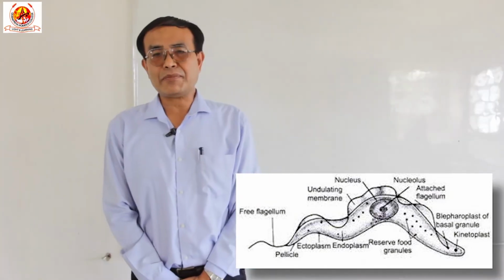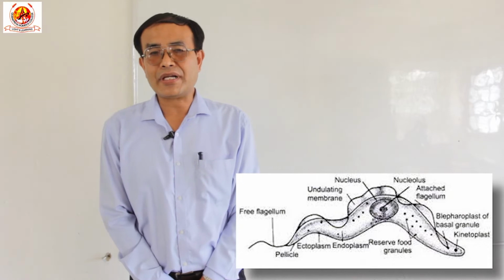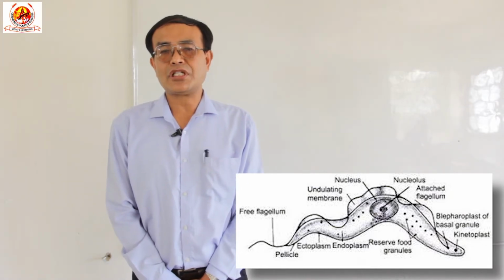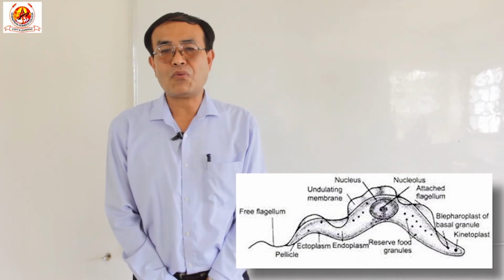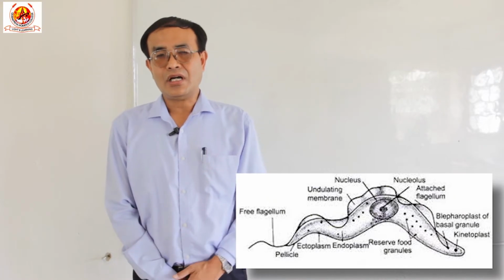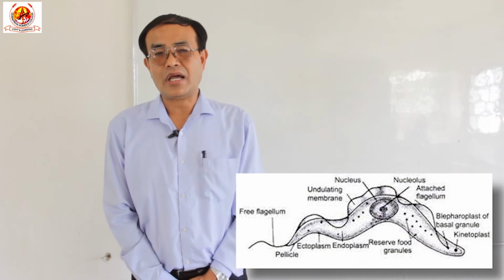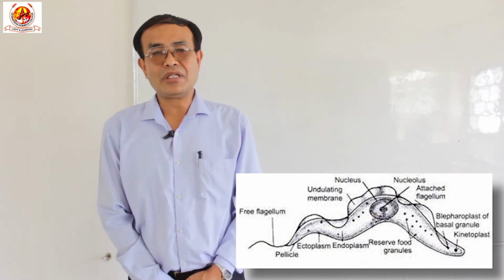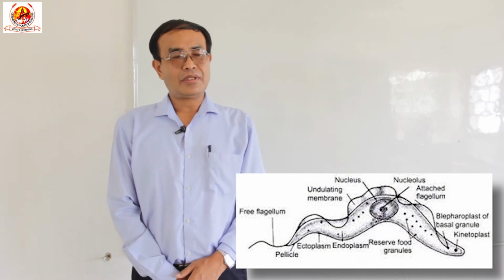A single flagellum is present, so it is uniflagellate. The flagellum arises from the basal granule situated at the posterior-most part of the body. The flagellum runs forward, attaches along the side of the body and runs upward, and it forms the boundary of the undulating membrane.